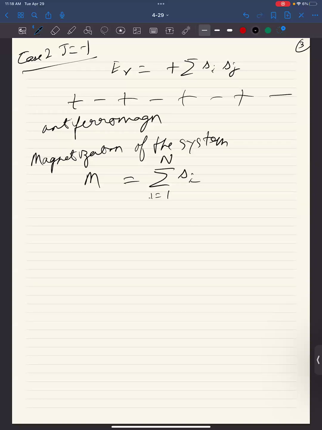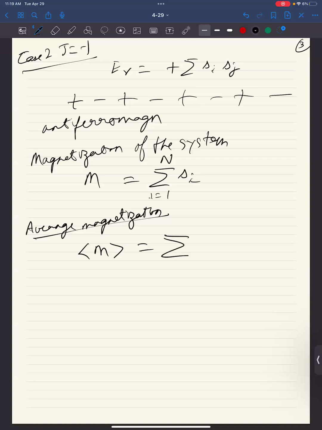So this is the magnetization for a given arrangement of spins, right? But we are doing StatMech. We know that every microstate has a certain probability associated with it. So as the spins keep fluctuating, the magnetization will change. So maybe we should be more interested in the average magnetization. Average magnetization, like average of anything in StatMech, will be going to every microstate, looking at the probability of that microstate, and looking at the magnetization in that microstate, right?